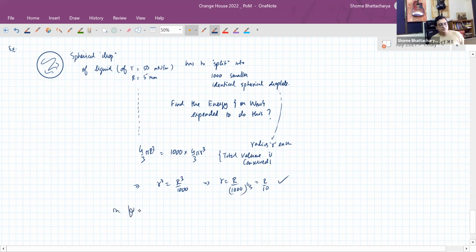So now in the final state, the total surface area, say A2, is 1,000 times 4 pi r square.